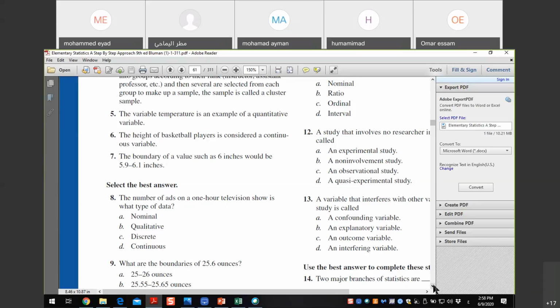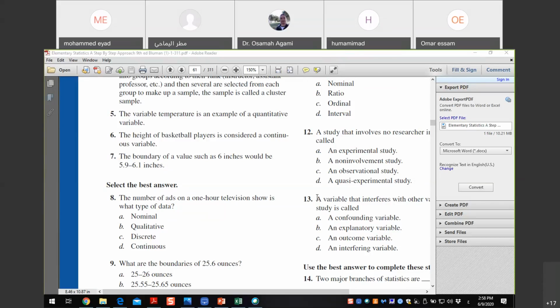Okay. Discrete. Okay. So it is a discrete variable, right? Yes, doctor. Okay, thank you very much. But this is the only right answer in the question, right?